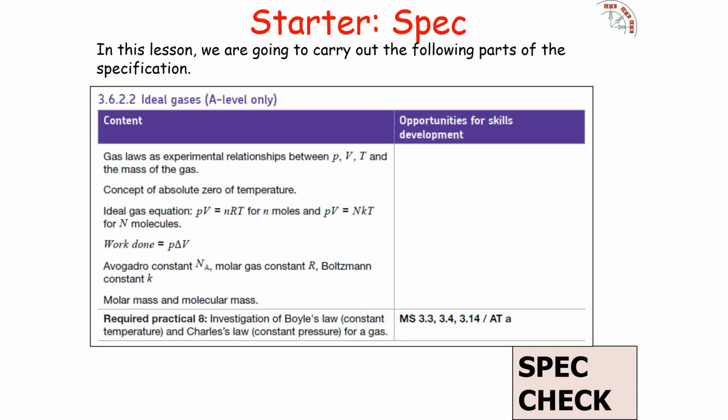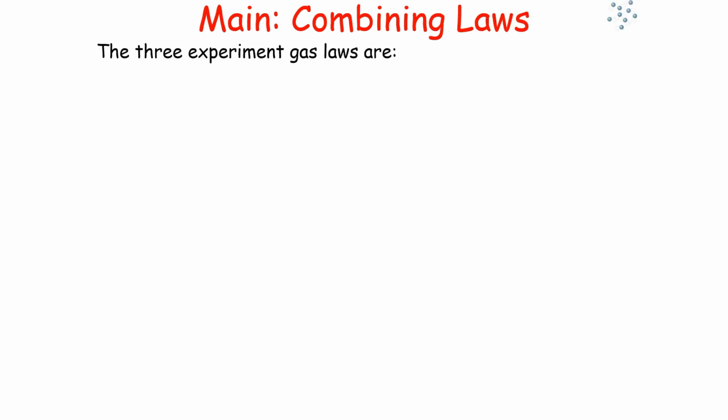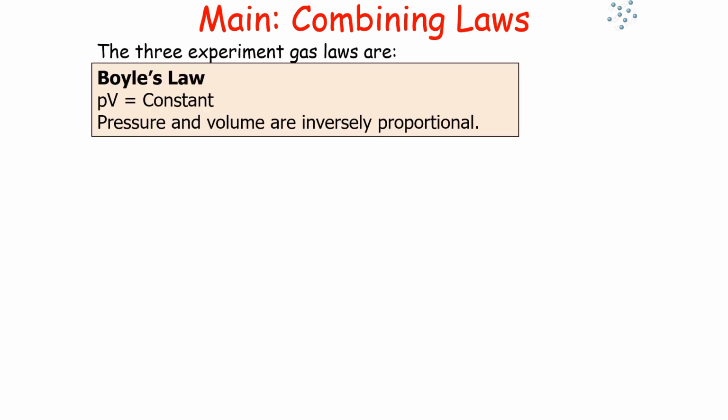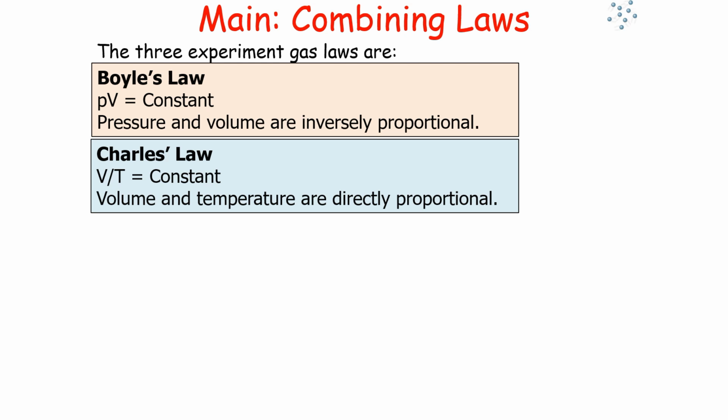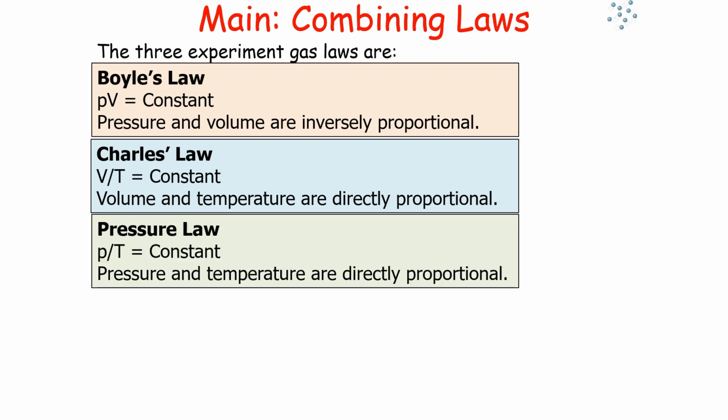So we're going to be looking at the following part of the AQA A-level physics specification, 3.6.2.2 ideal gases. Now the three experimental gas laws are as follows. Boyle's law, which is where pressure times volume is equal to a constant, i.e. pressure and volume for a gas are inversely proportional. The second law is Charles's law, which is volume over temperature is equal to a constant. In this case, volume and temperature are directly proportional. And finally, you've got the pressure law, which is pressure over temperature is equal to a constant, i.e. that the pressure and temperature for a gas are directly proportional.